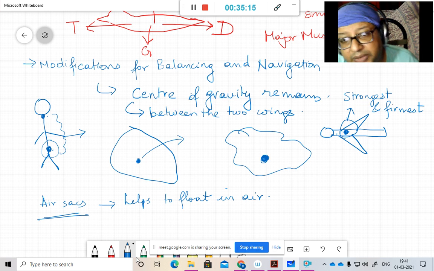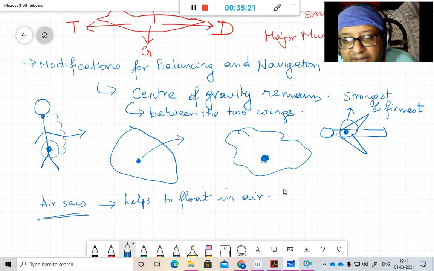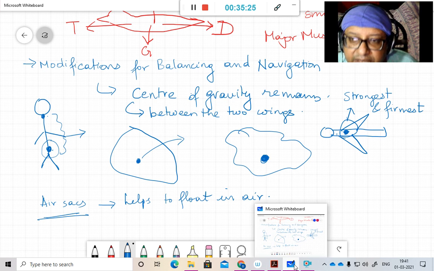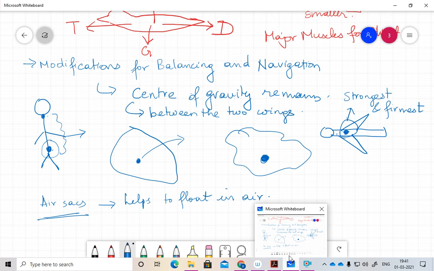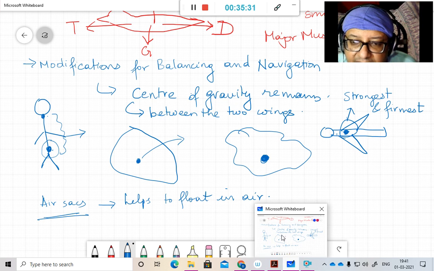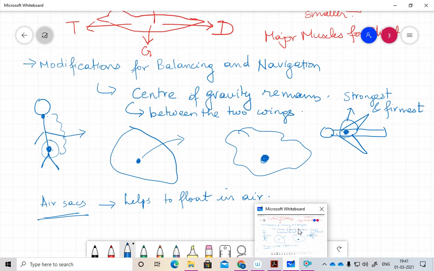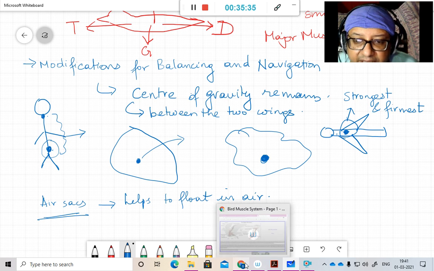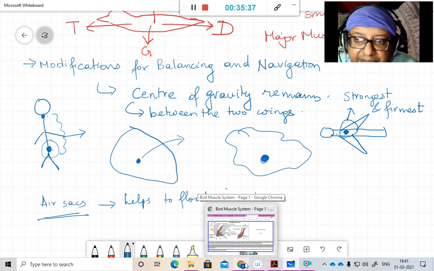So with this we finish the flight adaptation in birds. Actually in the bird chapter you have only this chapter. One more chapter, if I find time, I will go, and that is known as Aerodynamic Principles. I will talk about it sometime later after I finish other chapters.